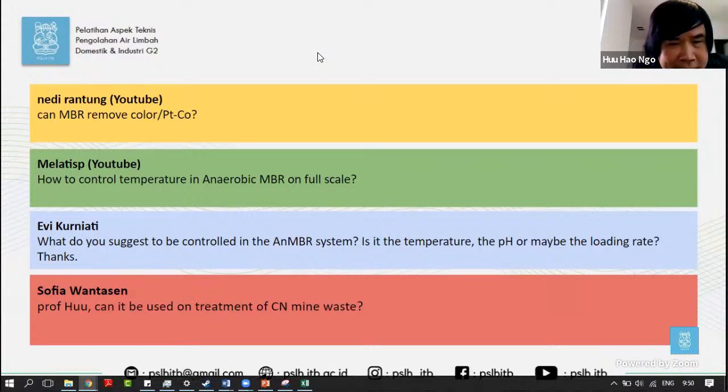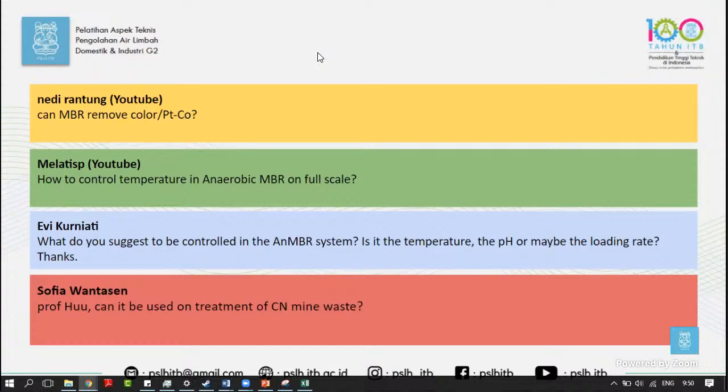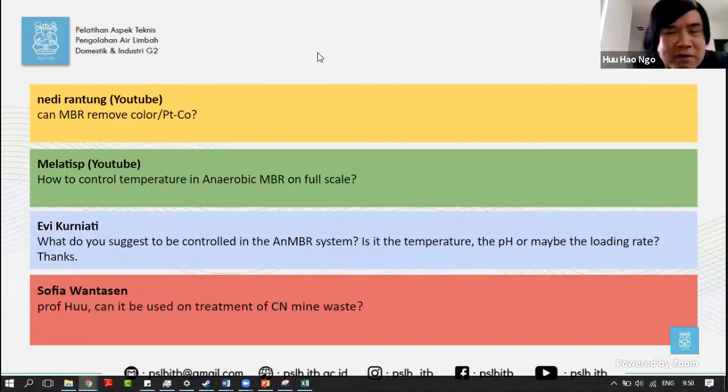Can it be used on treatment of mining waste? You mean cyanide, CN? That one is okay. My answer is yes, a confident yes. No problem at all. Yes, it's all right.